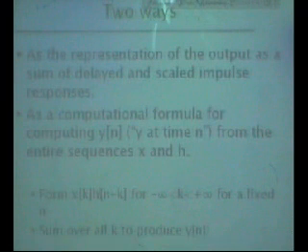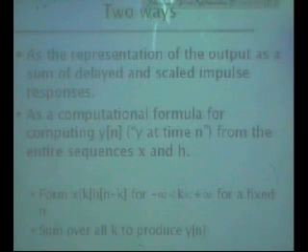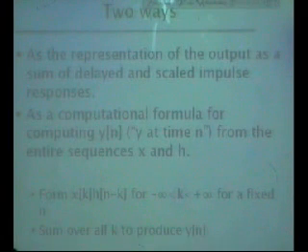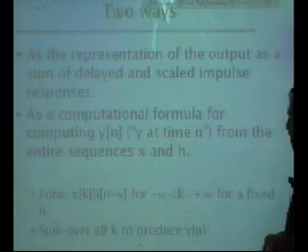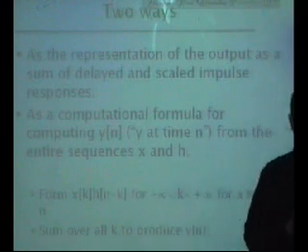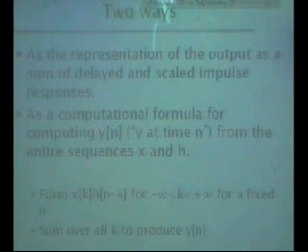So to conclude, we have seen two ways of performing convolution. One is as a computational formula for computing y of n from the entire sequences x and h, and the other is making copies of h of n and then adding them together. Yet there is another interpretation which we'll cover in the next class.